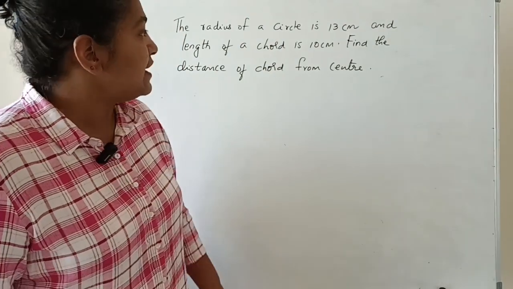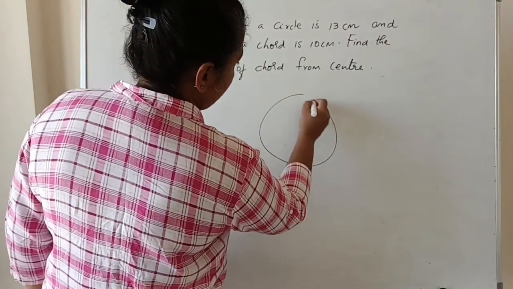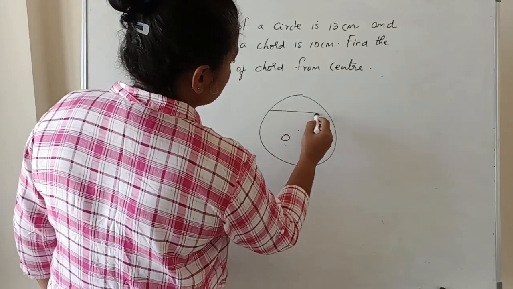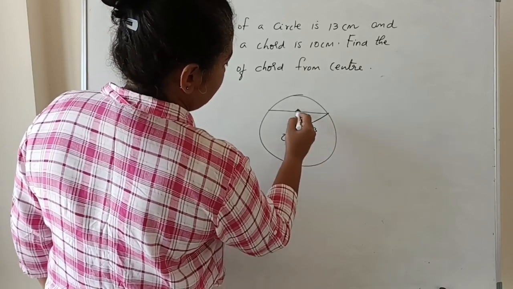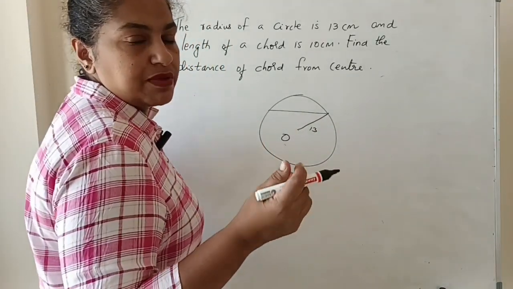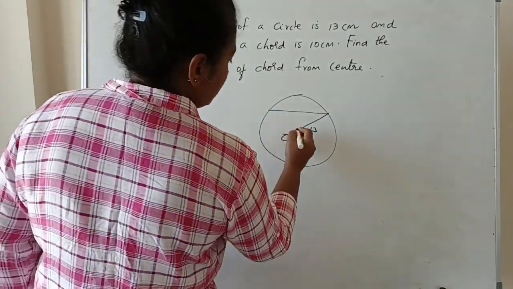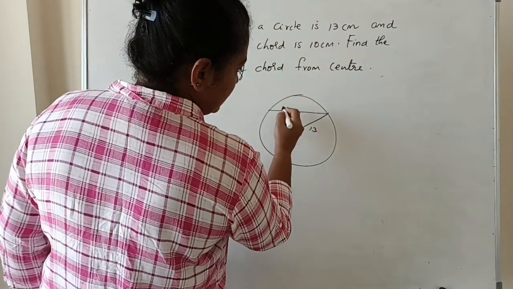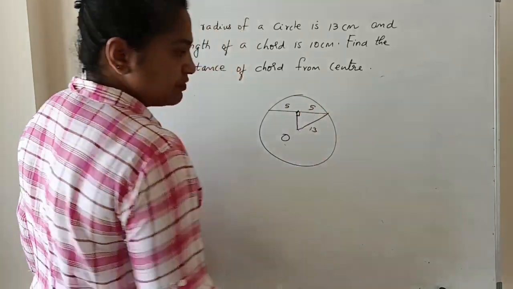So the first one is: the radius of a circle is 13 centimeters and the length of the chord is 10 centimeters. So you have a circle with center O whose radius is 13 and there is a chord which is 10 centimeters in length. Now this is 13 and this is 10. Find the distance of the chord from the center. Whenever we are asked to find the distance, it is always the perpendicular distance. So from the center we draw a perpendicular. Now you know that the chord is totally 10 but it will be bisected. This is 5 and this is 5.